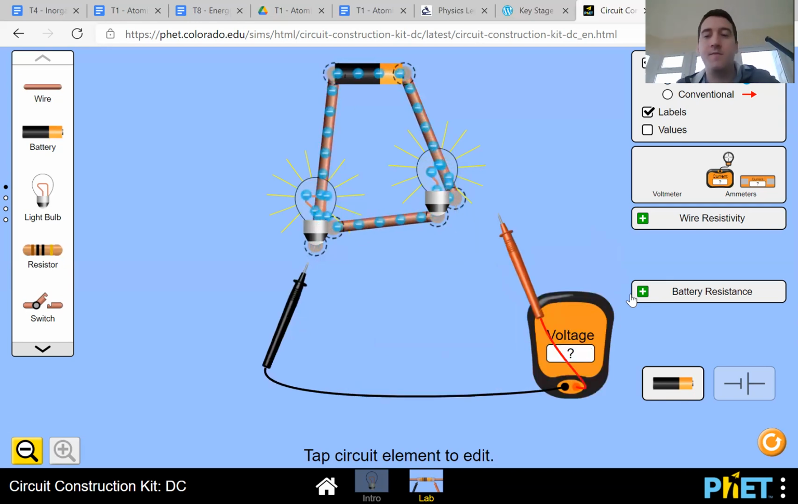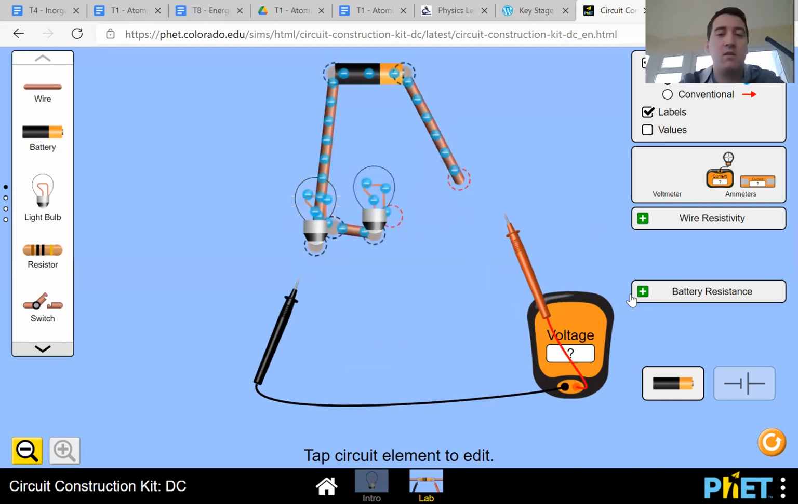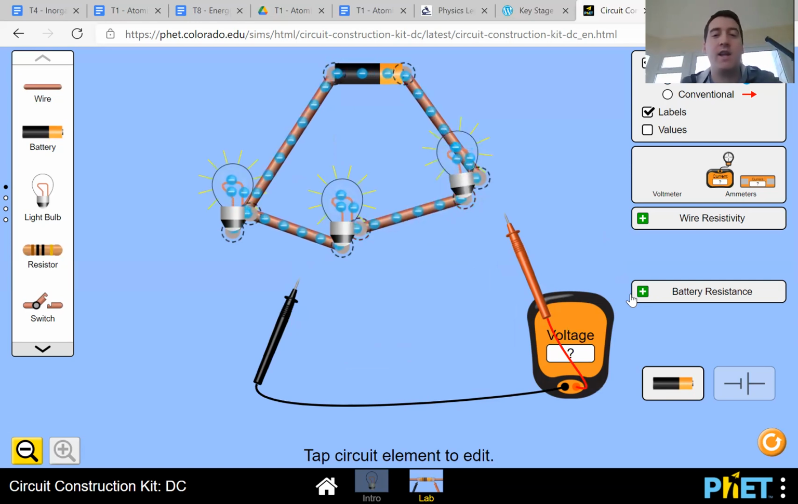Okay, now, just out of interest, let's put in a third bulb and see what happens. Have a little guess, if you can think, before we start measuring, have a little prediction as to what you think the voltage in the battery and then the voltage in each bulb is going to be.